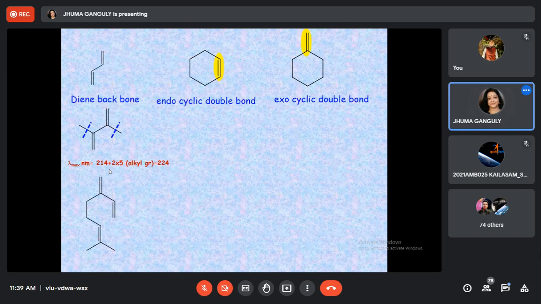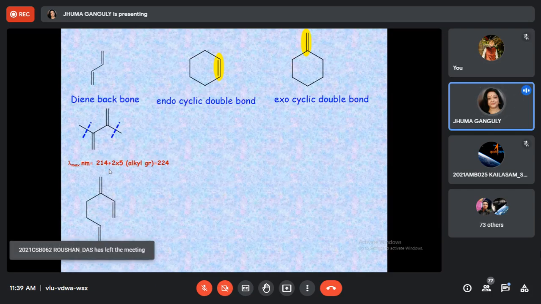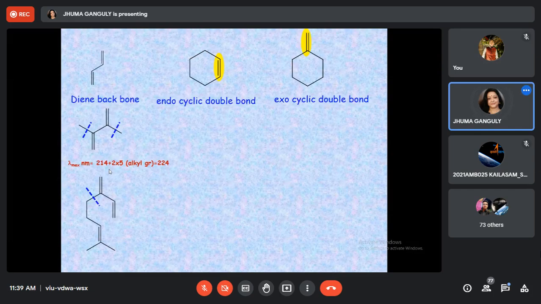Now this is again an acyclic system. This is not a cyclic moiety. So its base value is how much? 214. Now, after that, the rest is some alkyl residue. Then its value is 214 plus 1 into 5, equal to 290.